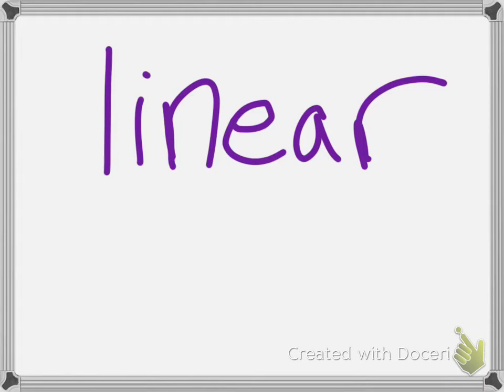Lucas, go ahead. I think it's called a linear graph because if you take away the A and the R in the word, it spells line. Yes. Exactly. Lucas is spot on. It has the word line in it. So it contains that word line.